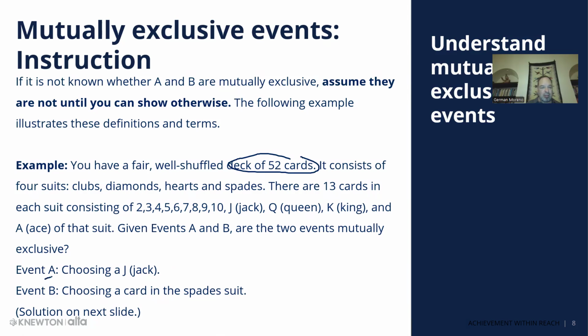So event A is choosing a Jack. So you can show the 4 suits. Let me see if I can do this. It's not the easiest thing to draw. I have to try to draw it. Let me see.